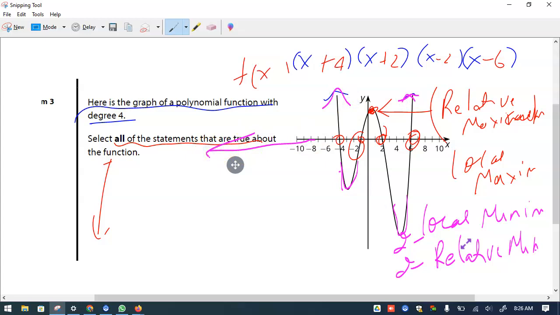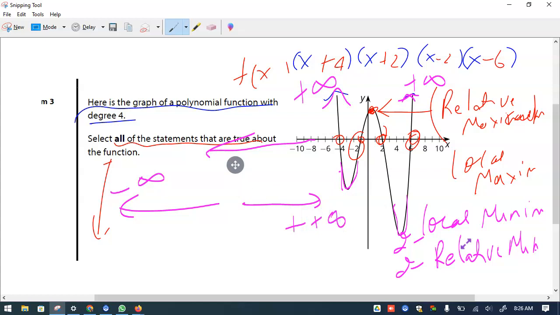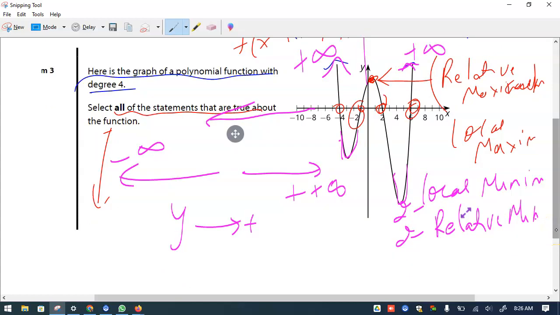And what is the end behavior also? As it is, end behavior goes to plus infinity. Either x goes to minus infinity or x approaches plus infinity, the y value will always be plus infinity, straight up there. So that's all they're asking us.